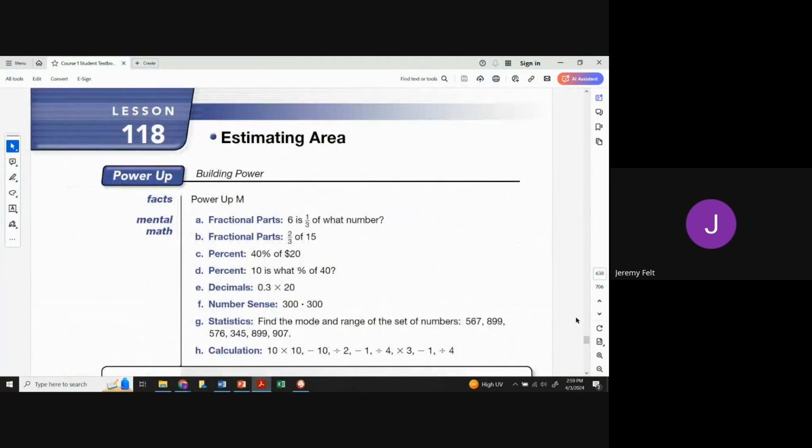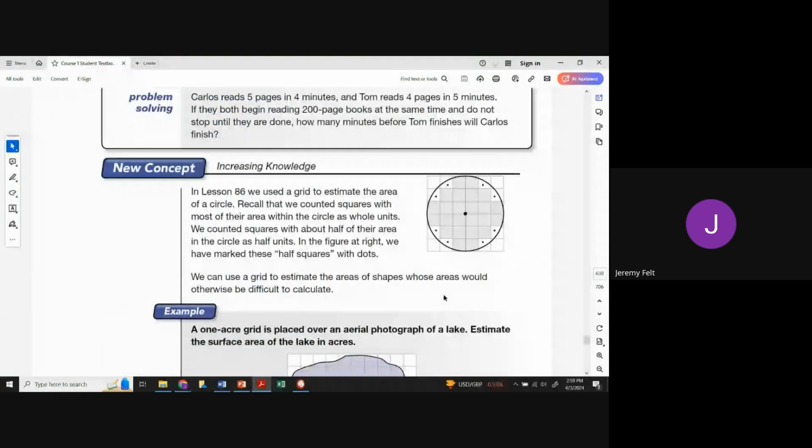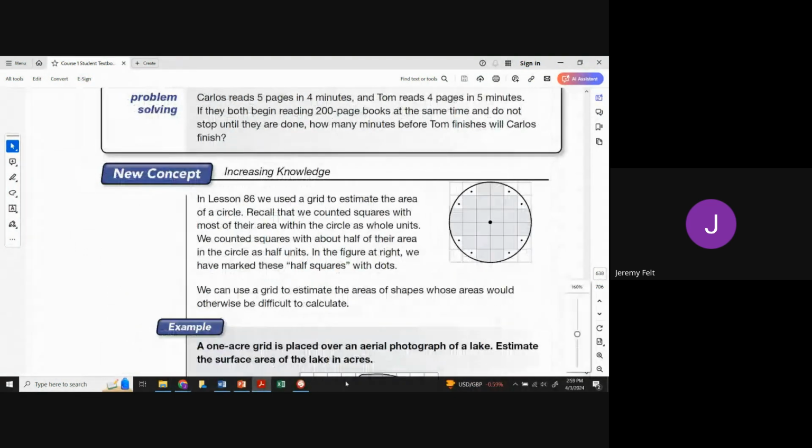All right, our last one we're going to look at is estimating area. So if we look in here, we know this is circular, so we use pi times the radius of 3 squared. But again, let's say it's a lake or something and it's not equal. Let's look at what they're doing. I think we did this, yeah, lesson 86. We counted our full or mostly full squares, and then our partials, and we added them up.